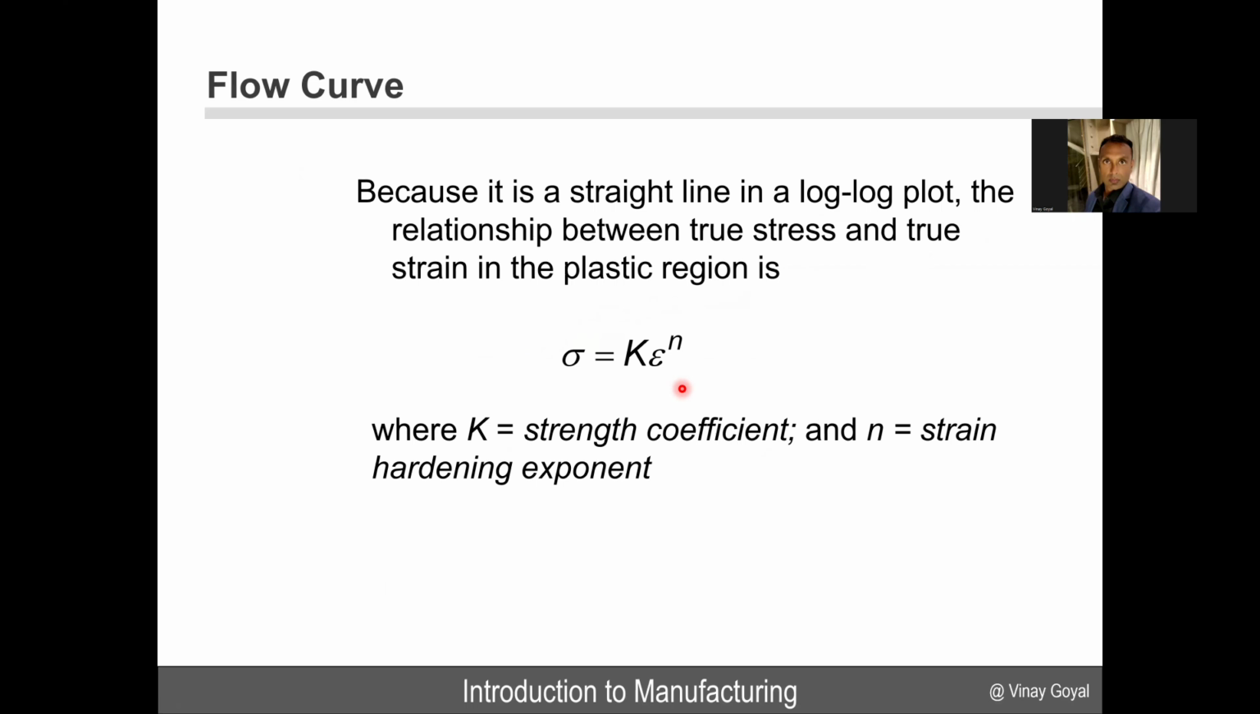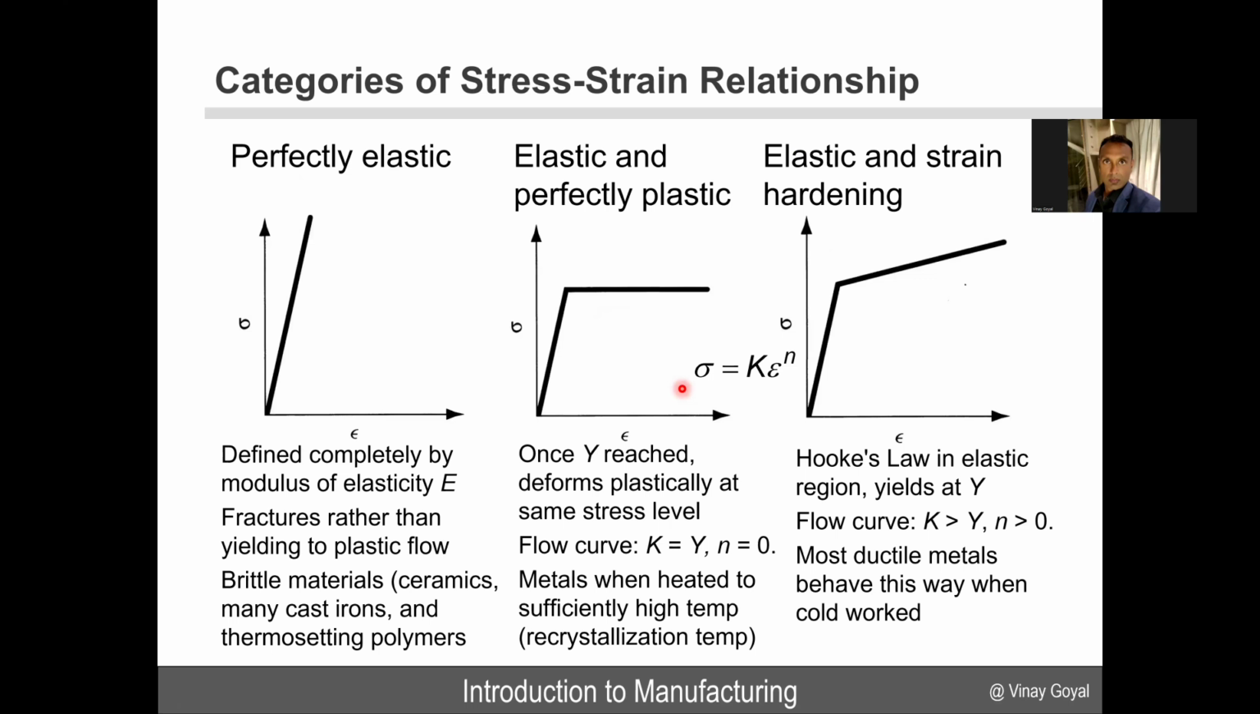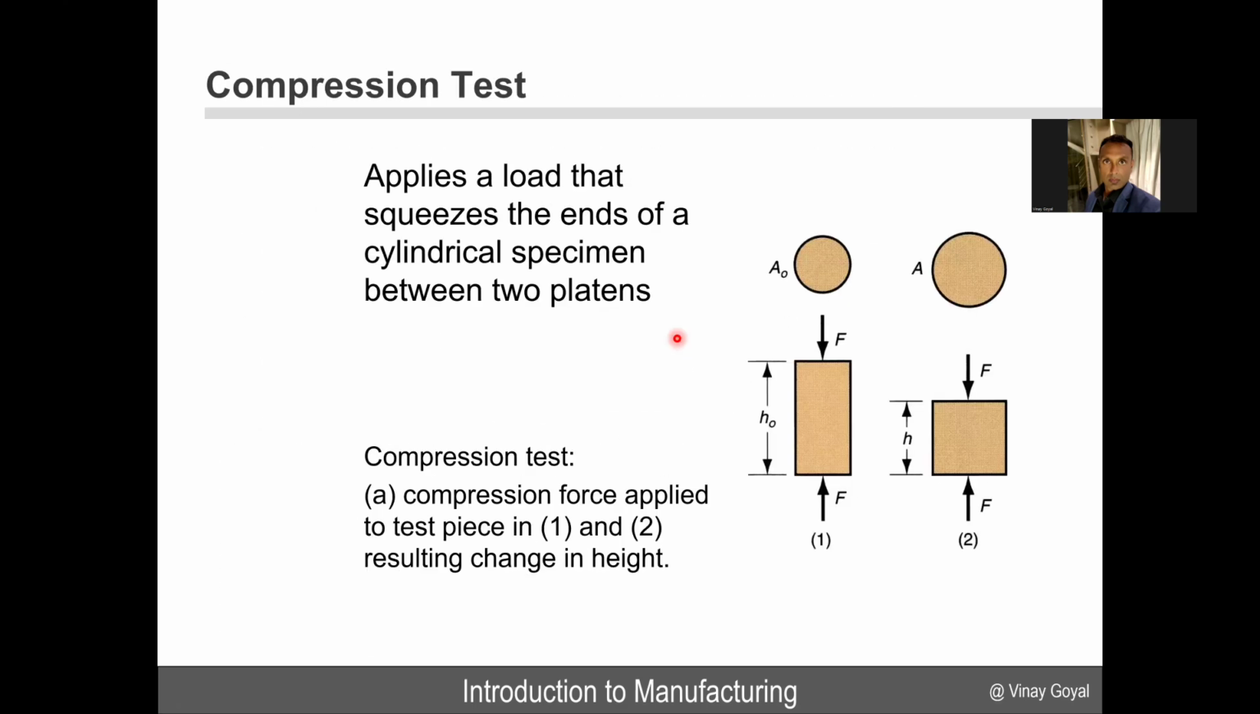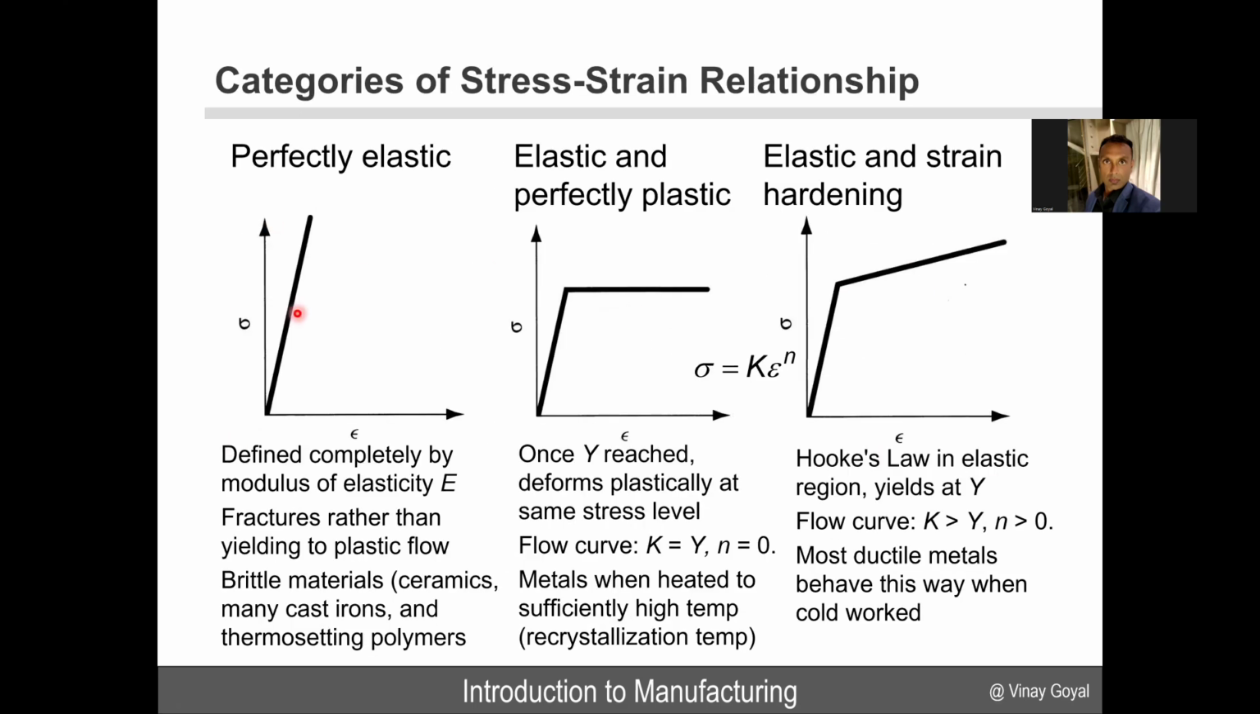It's a major simplification, but it goes after what I really want to talk about in relationship to the introduction of manufacturing. So there are some categories here that allow us to understand these behaviors. When n equals 1, you will have a perfectly elastic material, and you can see that here, if n is 1, you get a really linear relationship, and that's defined completely by the modulus of elasticity. And so this will be typical of brittle materials like ceramics, cast irons, some polymers, and you get fracture rather than yielding.